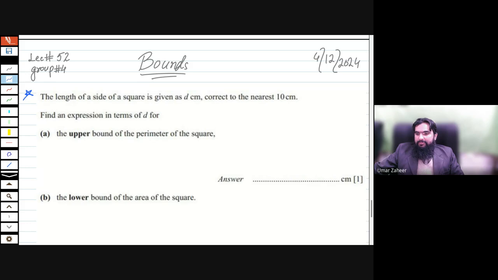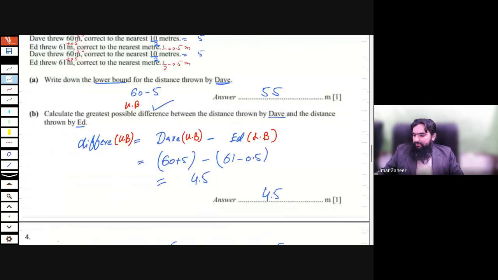All right, Bismillahirrahmanirrahim. Okay, in the last class we started the bounds, and we did some questions. Let's recap the formulas that we have done.